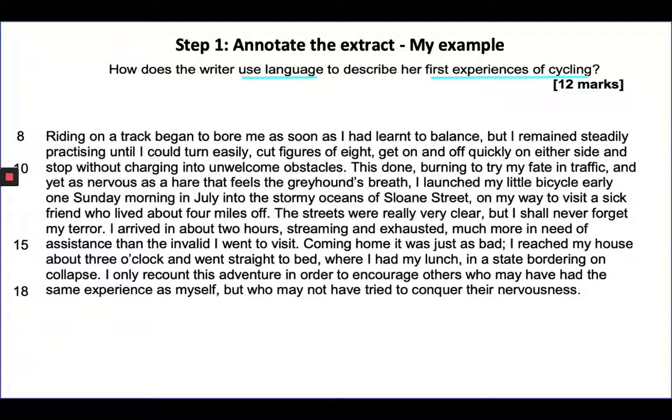So this is what the question will look like. How does the writer use language to, and then it'll ask you about something. In this case, to describe her first experiences of cycling. Now for this lesson, I have used extracts we've already come across before, so they should feel familiar. Here is the sort of paragraph you would get in the exam, the same sort of length.